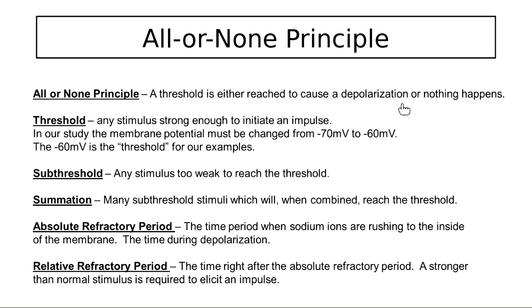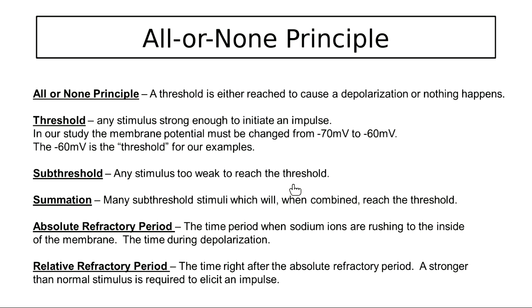You either reach the threshold of minus 60 millivolts, which would be facilitation to the threshold, or you don't. Facilitation toward the threshold: didn't quite make it to minus 60 millivolts. So we have definitions. First one is threshold: any stimulus strong enough to initiate an impulse. In our study, the membrane potential must be changed from minus 70 millivolts to minus 60 millivolts. The minus 60 millivolts is the threshold for our examples. Subthreshold: any stimulus too weak to reach the threshold, so it doesn't make it to minus 60 millivolts.